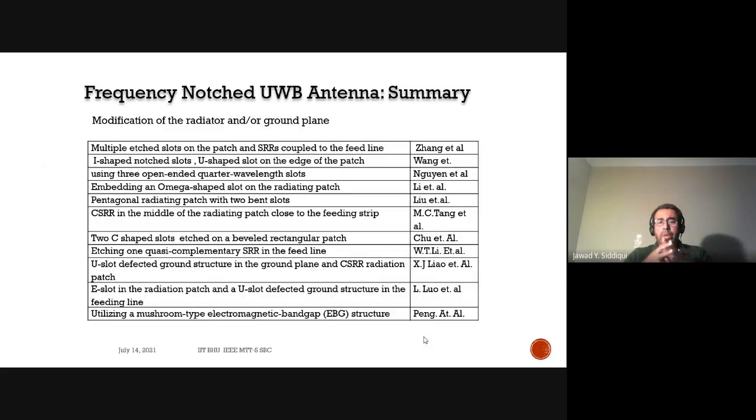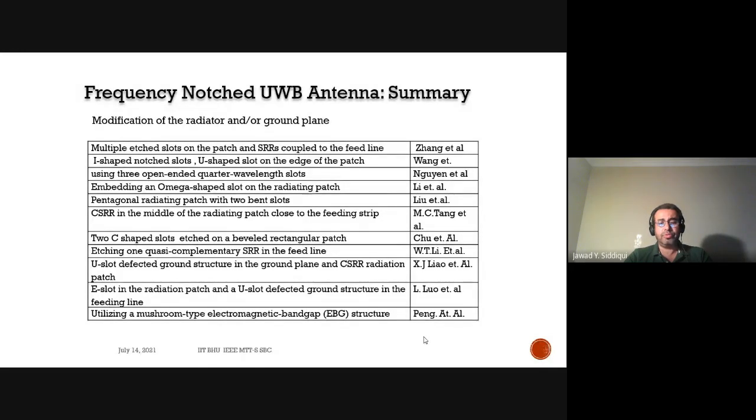When we were surveying the literature on this sort of antenna structure, what we found was that there were lots of modifications to the radiators and the ground planes. These radiator and ground plane modifications provided a unique design applicable to one of the specifications that we are going to use that antenna for.